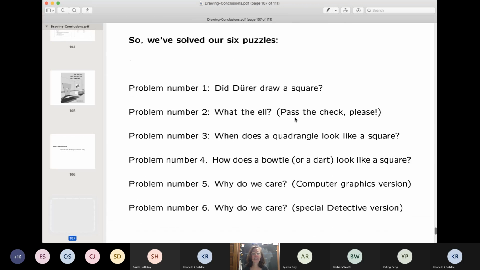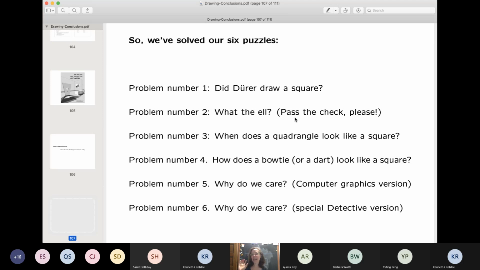And so here is what we've done today. We solved 6 problems. Did Durer draw a square? Yes, but only if you stand in the right place. Did Lamise draw an L? Yes, but only if you stand in the right place. When does a quadrangle look like a square? Always, but only if you stand in the right place.